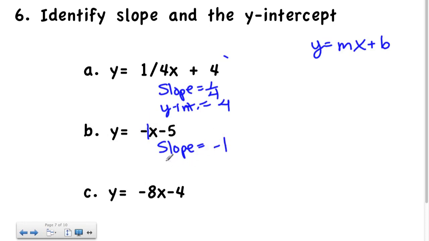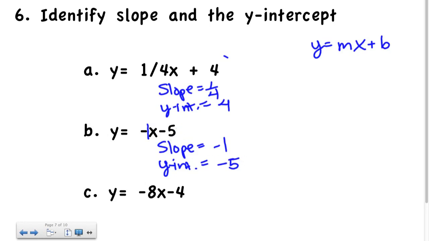So our slope is negative 1, and then the y-intercept for this one is whatever is on the end, using the operation sign. So this is a negative or minus 5, so negative 5 is your y-intercept. So that means that when you graph this linear equation, the line's going to cross at negative 5 on the y-axis.